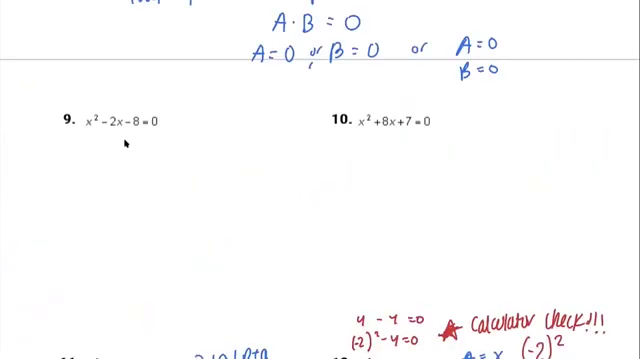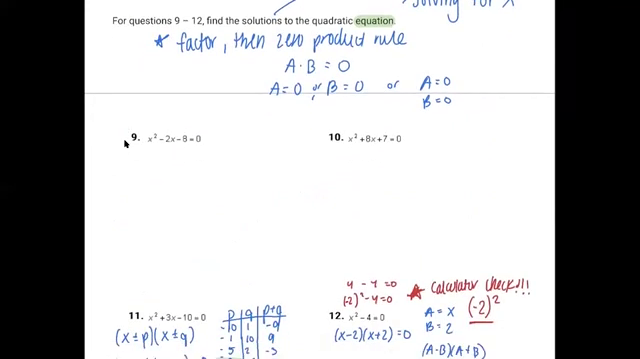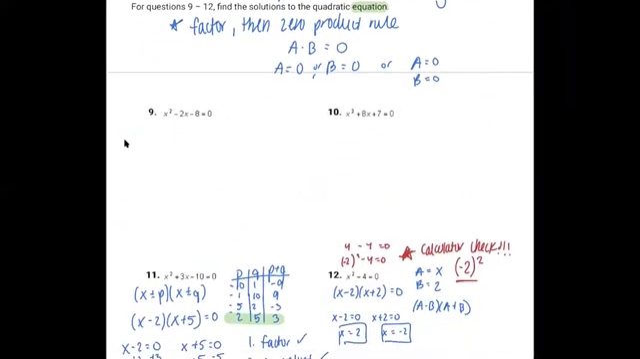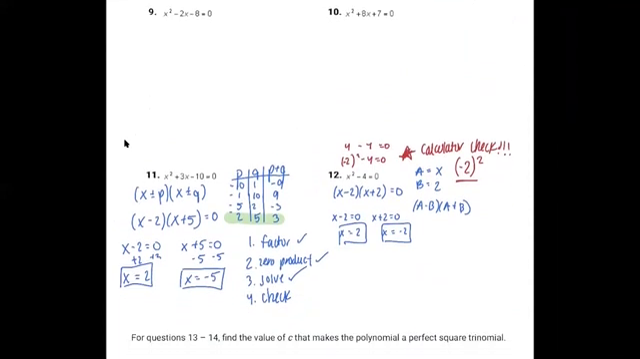So again, that's this middle section here. Find the solutions to the quadratic. We just did that, and again, the biggest thing there is factoring. Then we add a small baby part on to our factoring, which is that zero product rule.